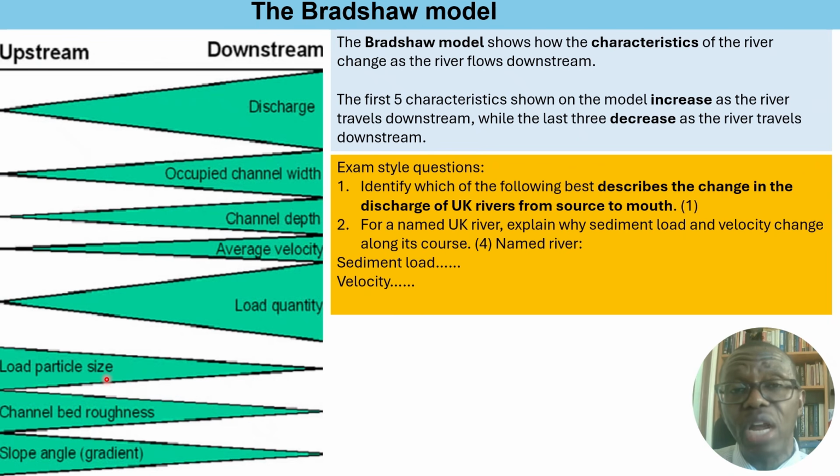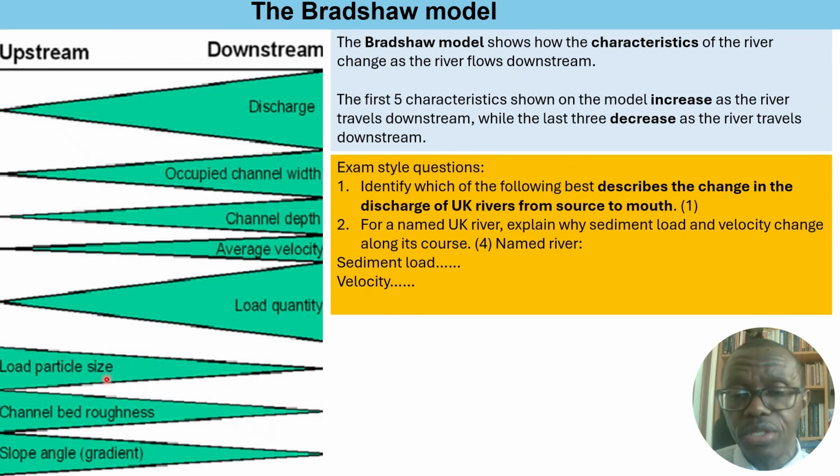So instead of the channel bed being very, very rough, it's going to become a lot smoother because it will have been eroded by the river as it flows through, and as the river gets a lot more water. And then the slope gradient, or the slope angle as well, is going to decrease as we go downstream. We did say that in the upstream the river is a lot steeper, and then the gradient reduces as we go towards the downstream.